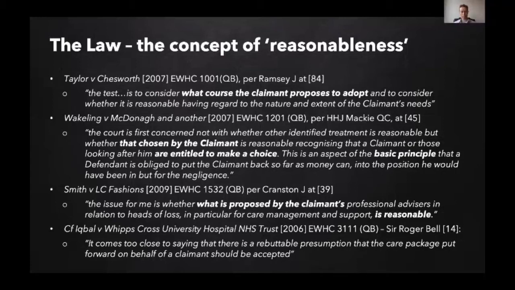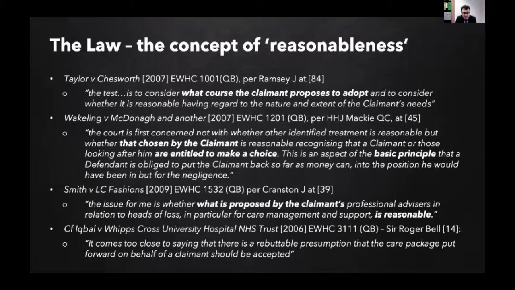Now, speaking of the judge, how will a judge go about quantifying a care claim at trial? Well, the core legal concept that cuts across really all judicial decisions on quantum is the concept of reasonableness. We've set out some of the core legal authorities on the slide for you to pause and read at your leisure. But the core points are these really.